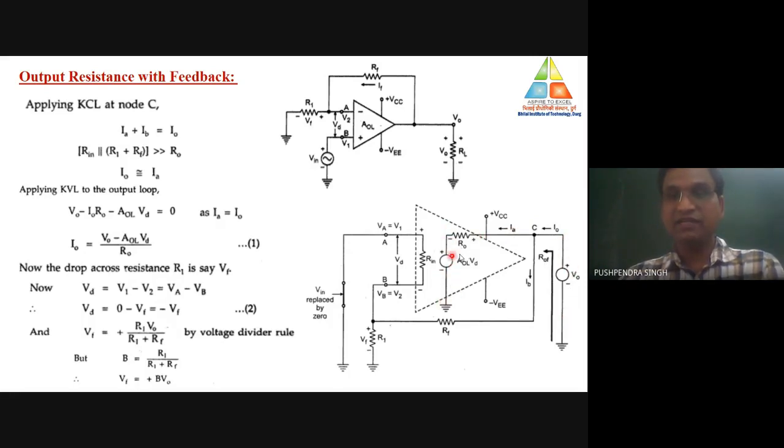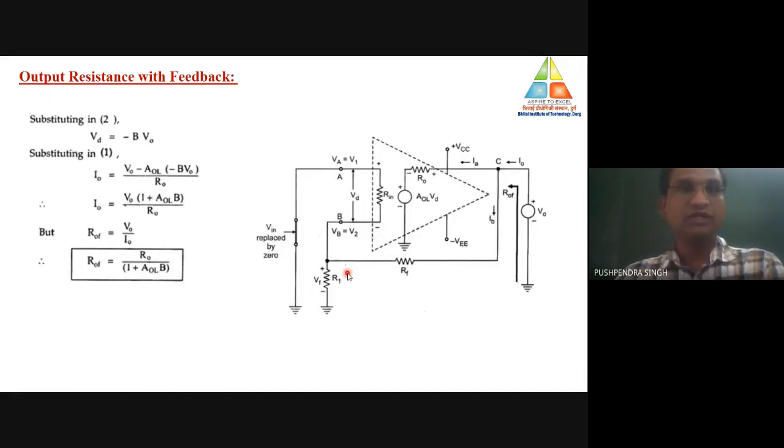Apply one KVL here. After applying the KVL, just replace this Vd. Why? Because this Vd is an intermediate parameter, and we need the final equation in terms of V0 divided by I0. So replace the Vd in terms of V1 and V2. From there, V1 is equal to 0, and V2 is nothing but this VF. Calculate the value of VF with the help of the potential divider rule. So VF is equal to V0 into R1 divided by R1 plus RF. Substitute the value over here, and finally you will get the result. The process is the same as when calculating the output resistance with feedback.